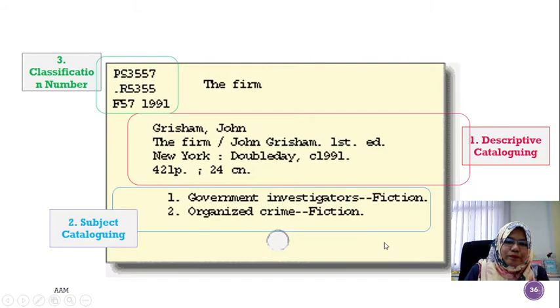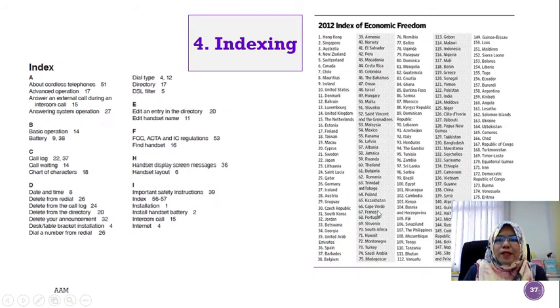Okay. So this is the classification. This is the descriptive cataloging. This one you will learn again next semester, how to use it and how to do this kind of style while doing the cataloging. And then subject cataloging, this one uses LCSH, SLSH, and so on. So this is the index.